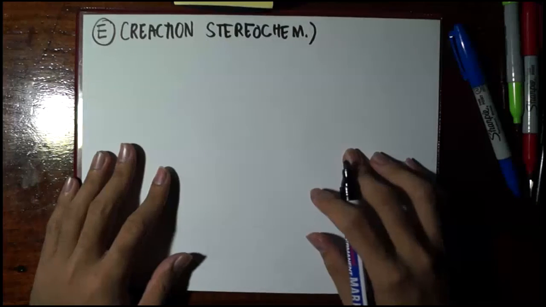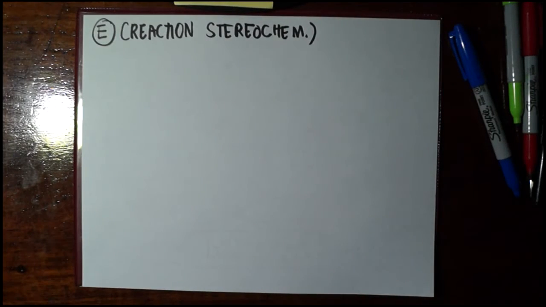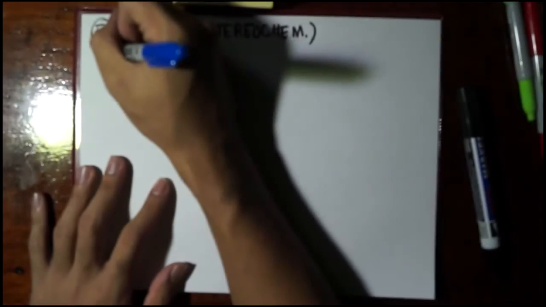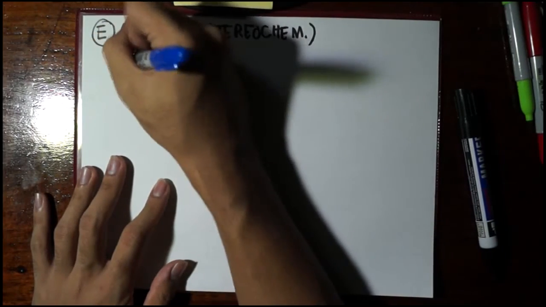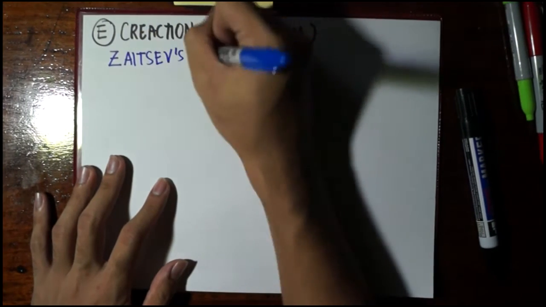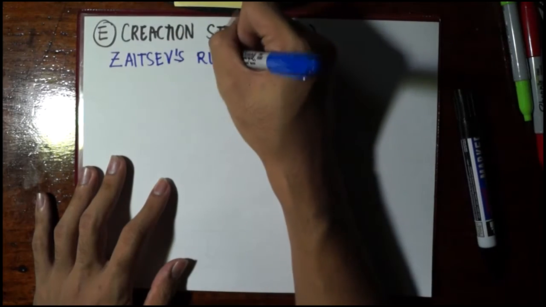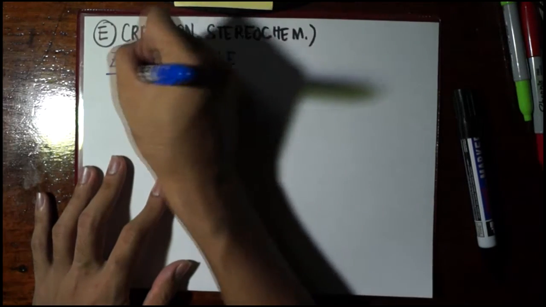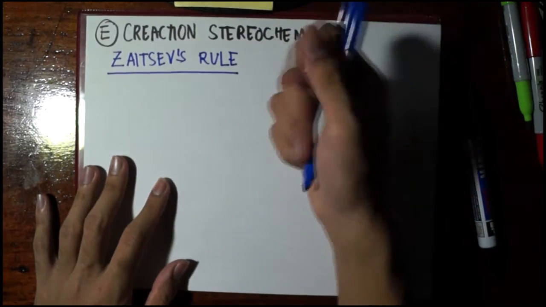Now, we're done with the long reaction stereochemistry of nucleophilic substitution. Let's proceed with a very short part for the reaction stereochemistry of elimination. And actually, we just follow one simple rule for that. It's Zaitsev's rule. And this is actually the counterpart of Markovnikov's rule in elimination.